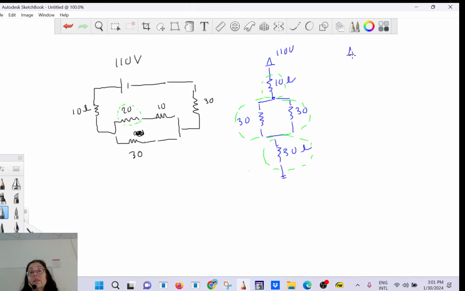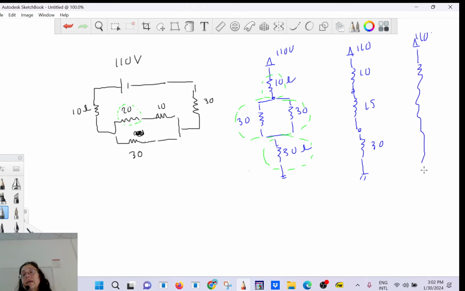So then you have this one, 110, and then this one is 10, this one is 15, and this one is 30. Everything is in series, and that will be 55 ohms. Do you agree? So what's going to be the current? 2 amps. Do you agree? So that means here it's going to be 2 amps. It's like a pipe.